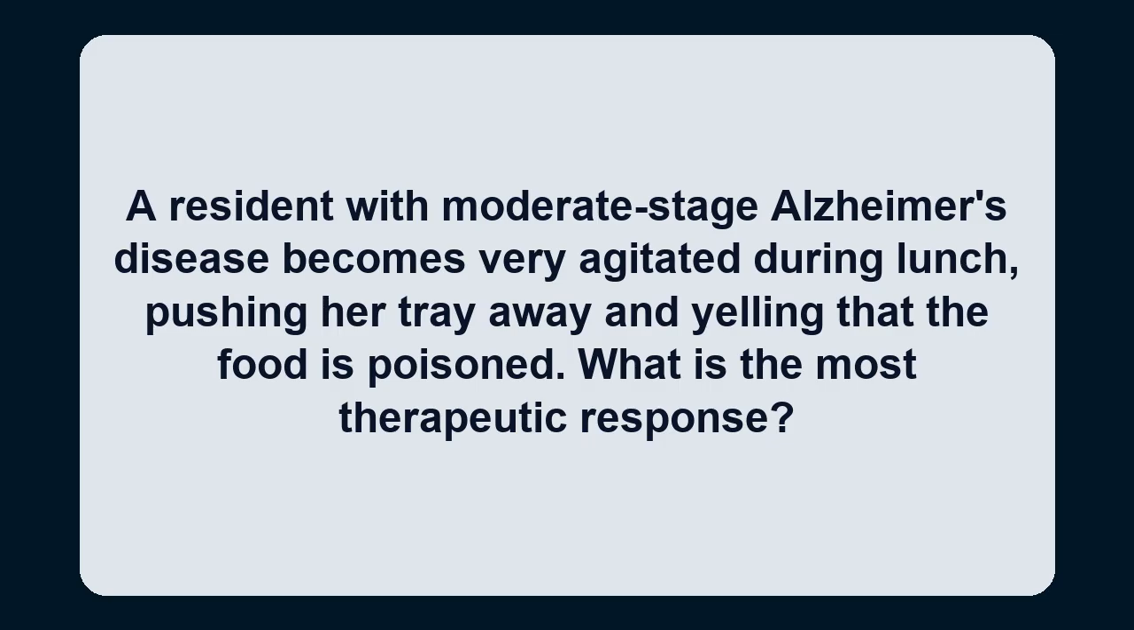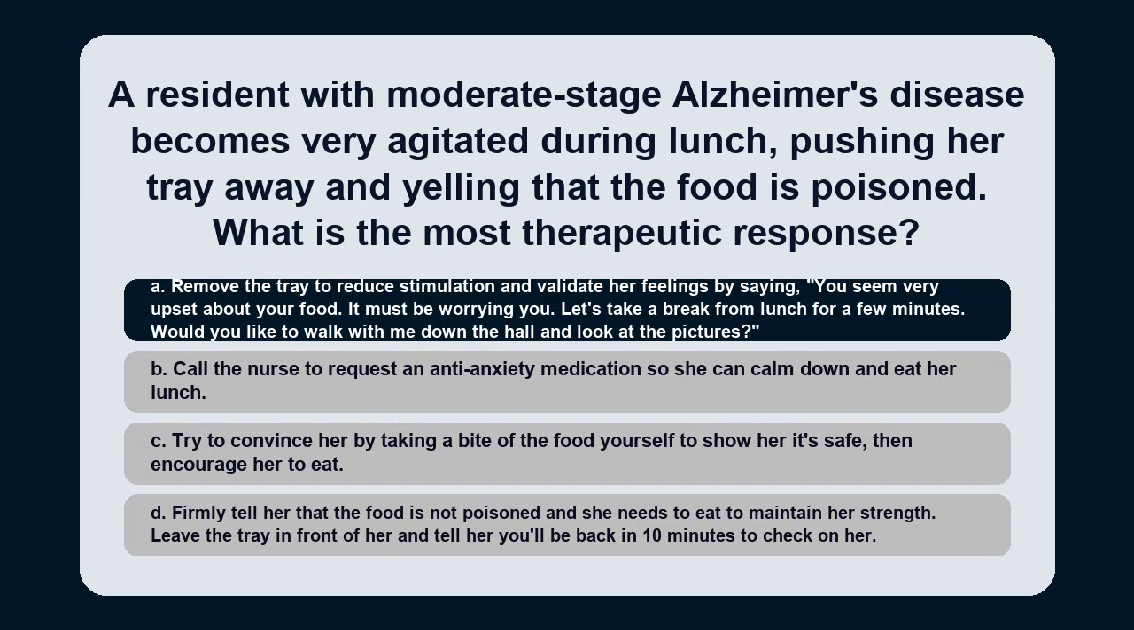Question 4. A resident with moderate-stage Alzheimer's disease becomes very agitated during lunch, pushing her tray away and yelling that the food is poisoned. What is the most therapeutic response? Option A. Remove the tray to reduce stimulation and validate her feelings by saying, "You seem very upset about your food. It must be worrying you. Let's take a break from lunch for a few minutes. Would you like to walk with me down the hall and look at the pictures?"